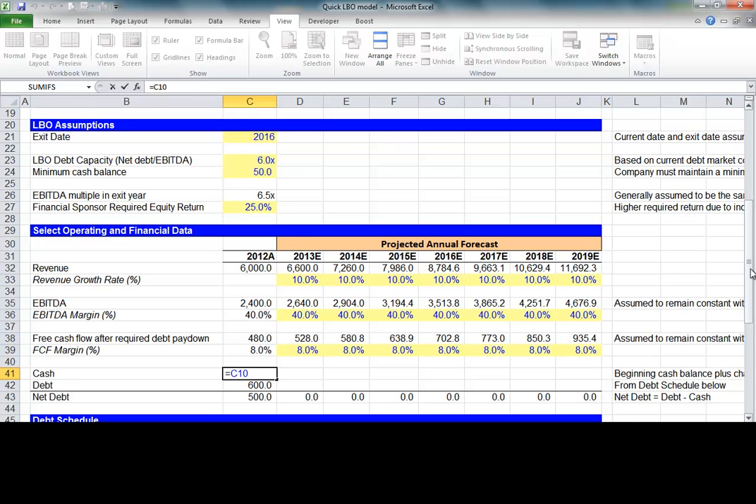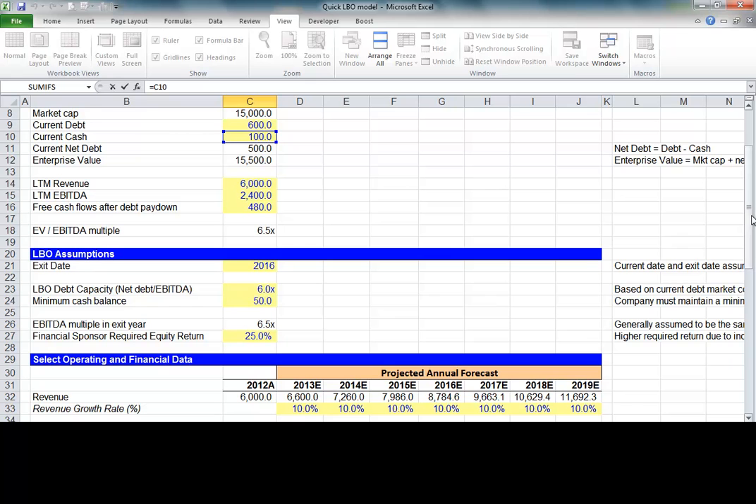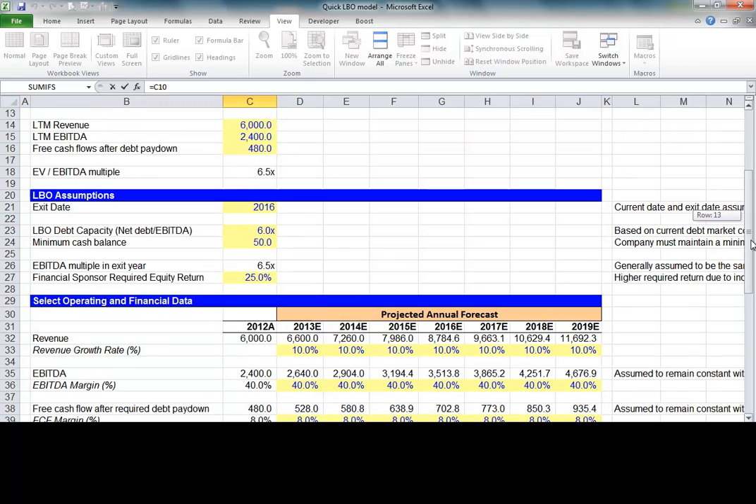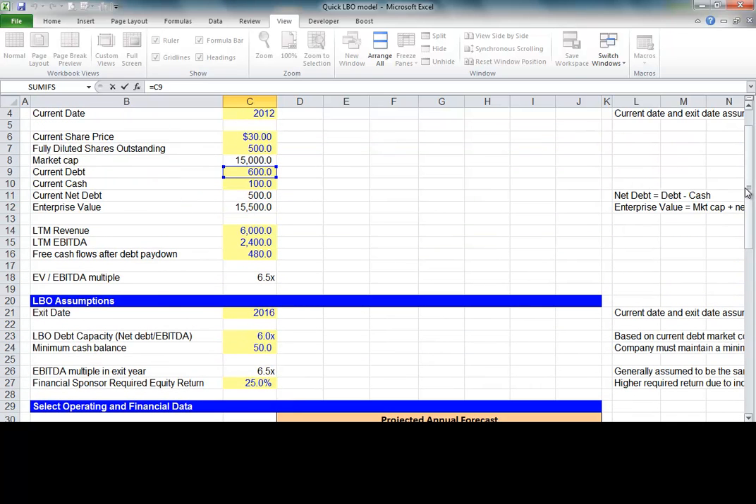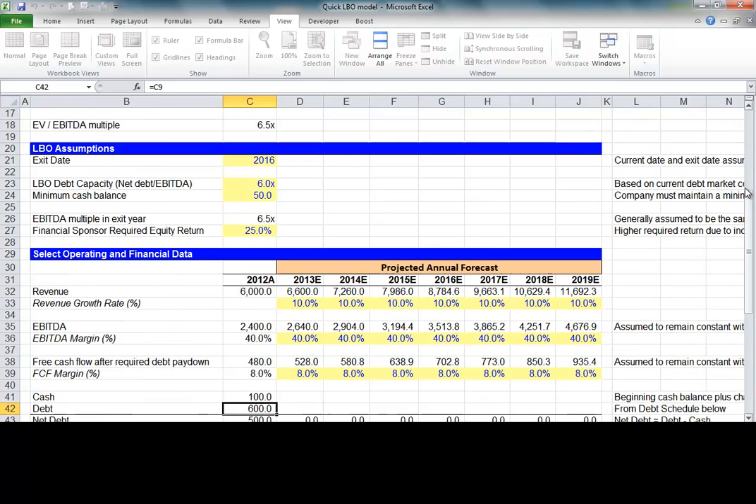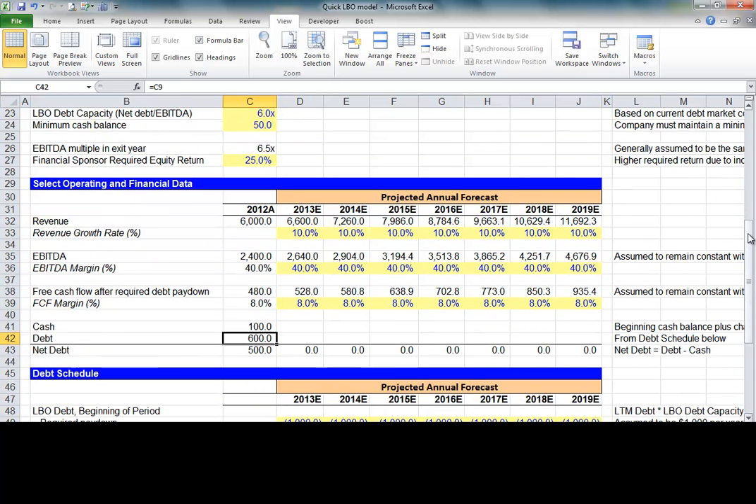Of course, we don't have a full-blown balance sheet. We really don't need it. We're primarily concerned with cash and debt for this analysis. Of course, the historical cash the company had on hand was $100 million from our earlier assumption, and then $600 million in debt, straight from our earlier assumption. And then our net debt is already calculated.